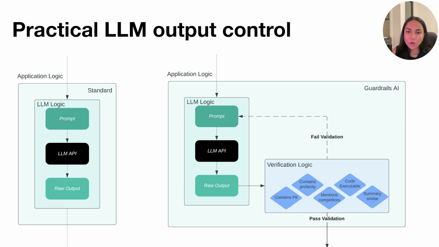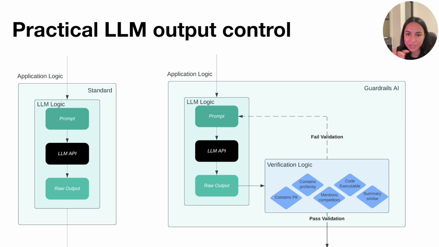As an example of some of the verification programs that you can add, are making sure that there is no personally identifying information in the LLM output, or making sure that the LLM output does not contain any profanity. If you're building an application for a specific company, making sure that no competitors of that company are mentioned. If there's code being generated, making sure that the code is executable within a certain runtime. If you're generating summaries, making sure that the summaries are similar to the source text, etc. Each of these criteria is an independent program that is executed on top of the output of the LLM.